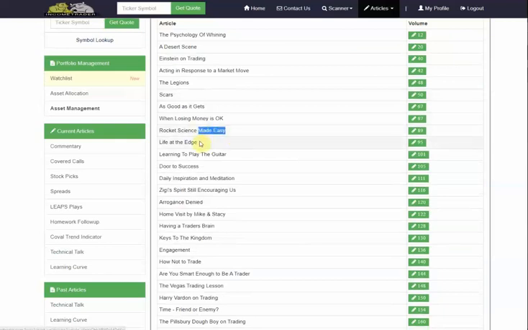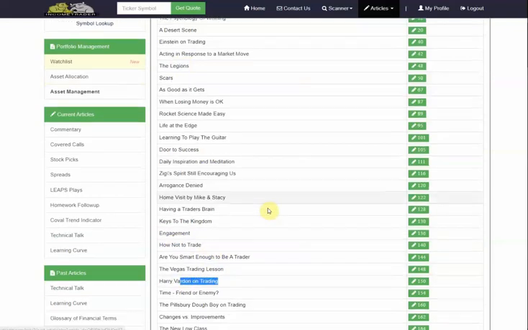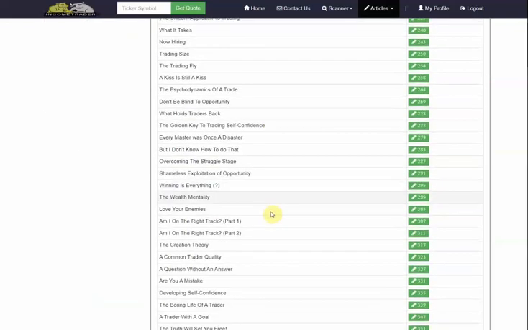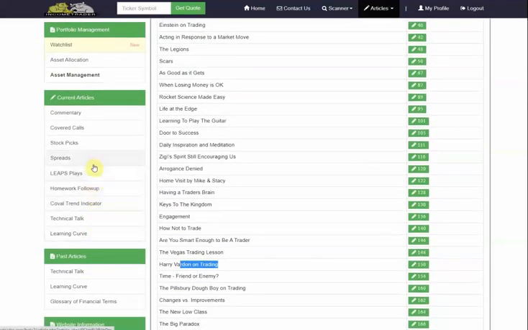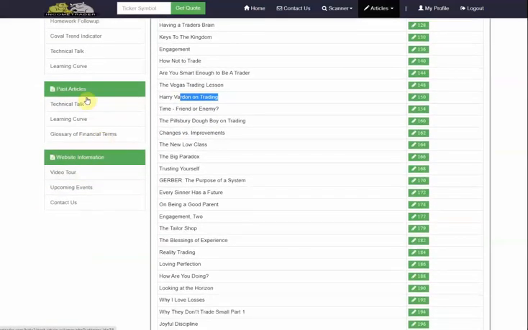Rocket Science Made Easy, Life at the Edge. These are all kind of tongue-in-cheek names, but they all have something to do with the mental blocks we have in our head about trading. When Losing Money Is Actually Okay, As Good As It Gets. Scars, Engagement, How Not to Trade, Harry Varden on Trading. So lots and lots of articles on here about just the psychology of investing. A whole bunch of stuff that we have access to through here. All of this is under the current articles. Then we have the past articles we just talked about, and a glossary of financial terms.